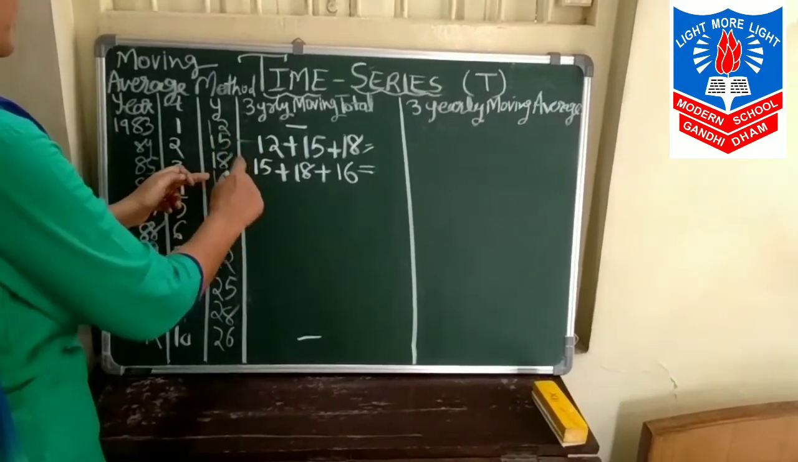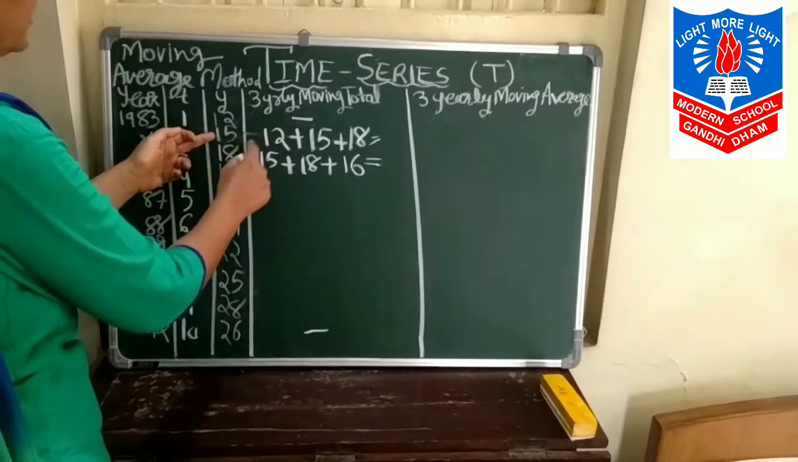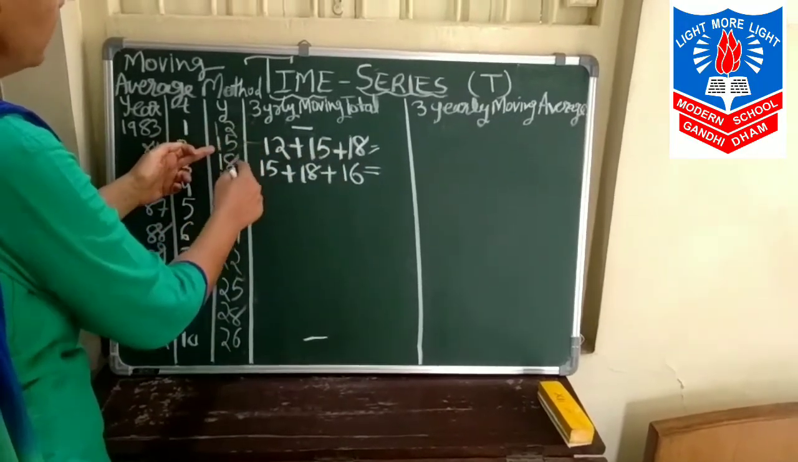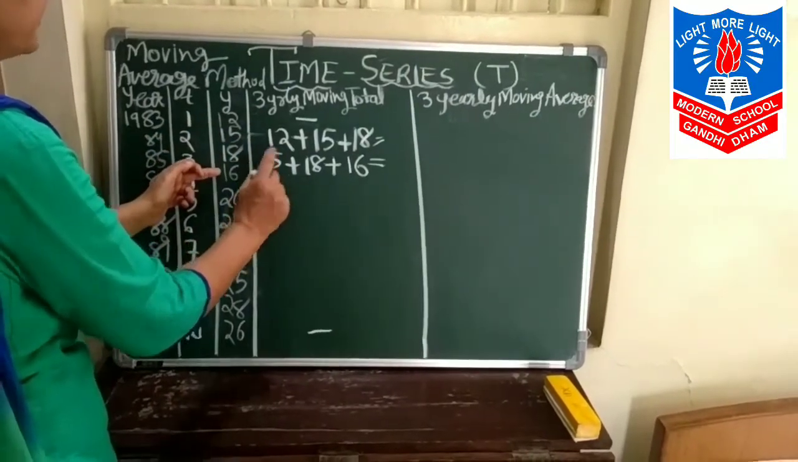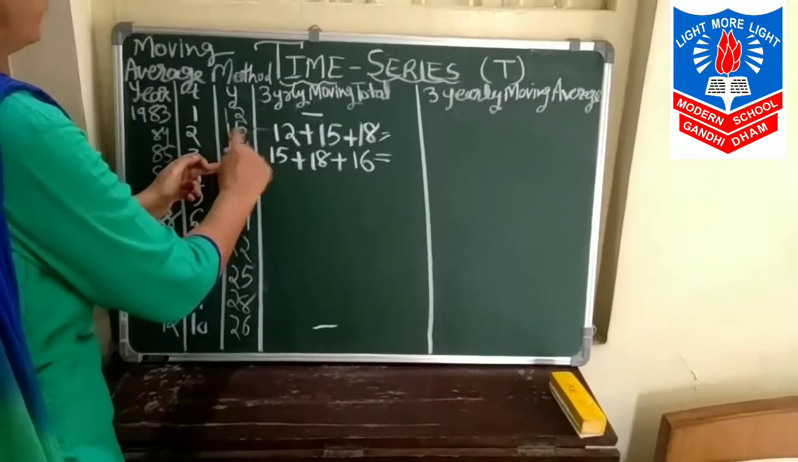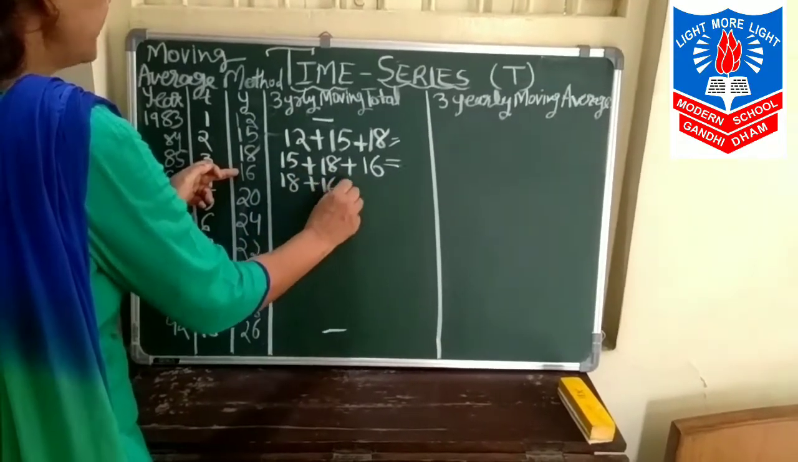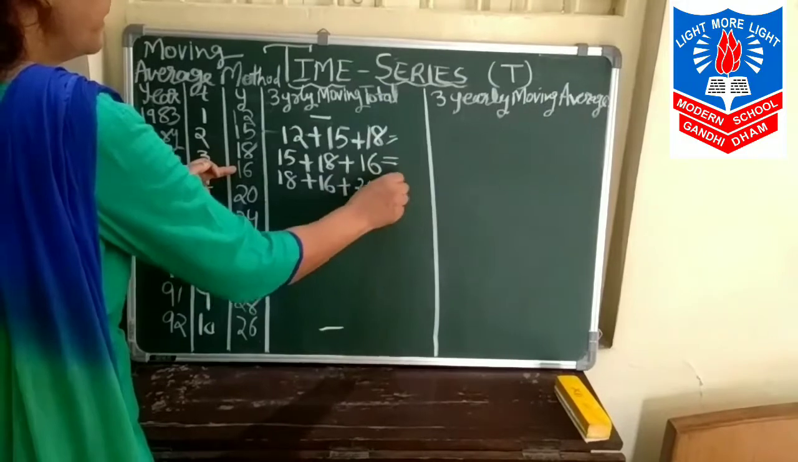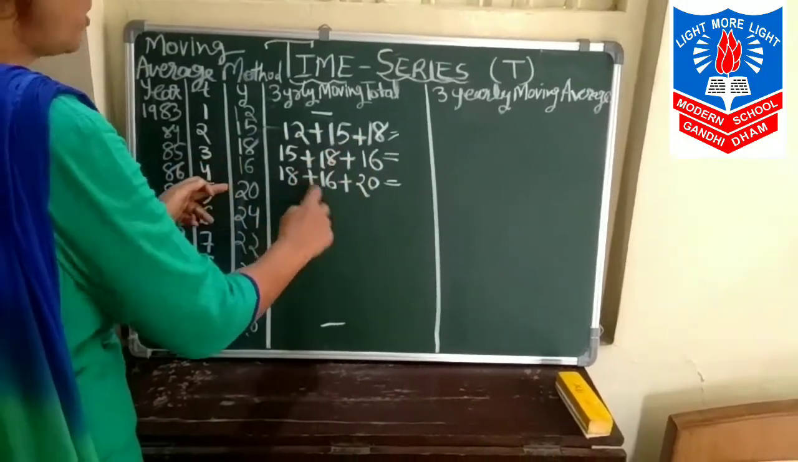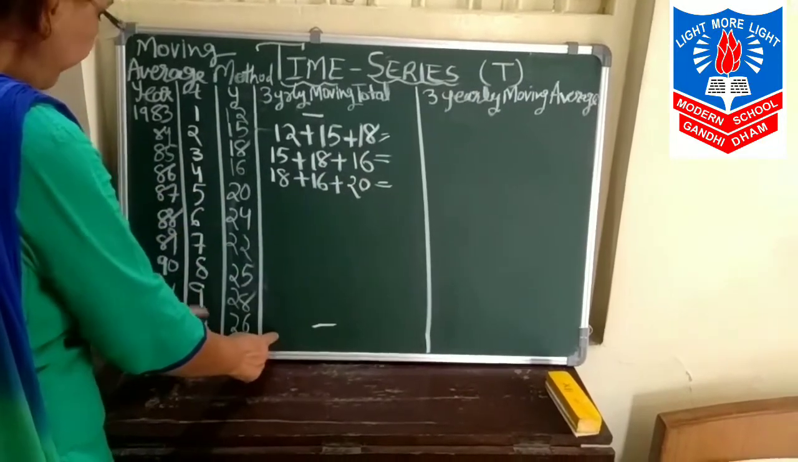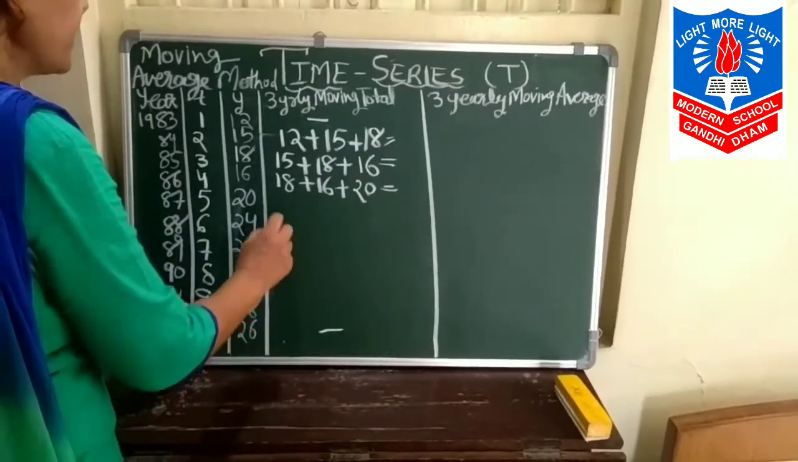This way, in the middle one, we write the total of the 3 years, 12, 15, 18. Then we skip 12 and take 15, 18, 16. Now we skip 15 and next will be 18 plus 16 plus 20. This way we do the totals up till the 9th one. The last one we will skip.